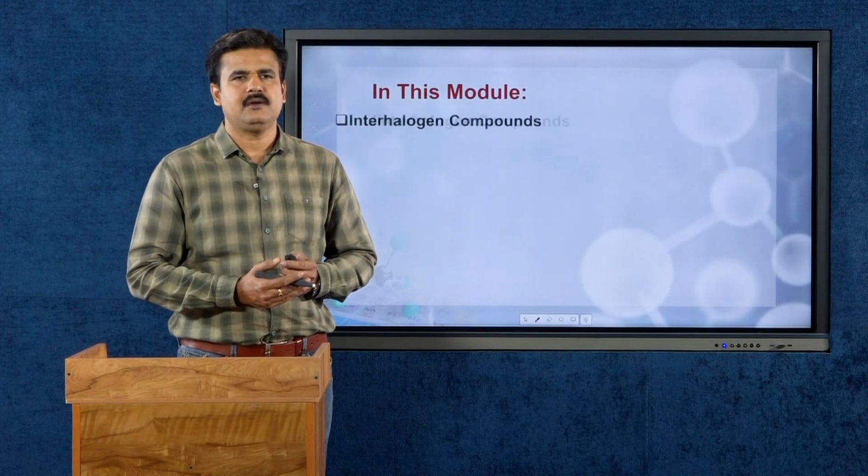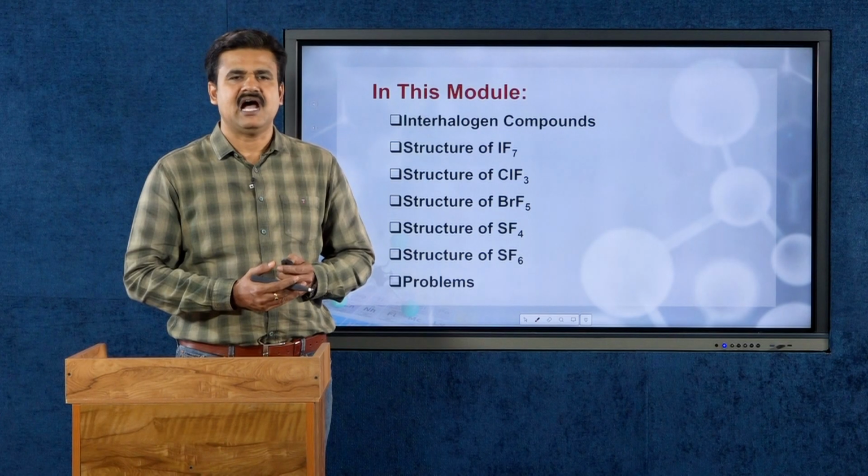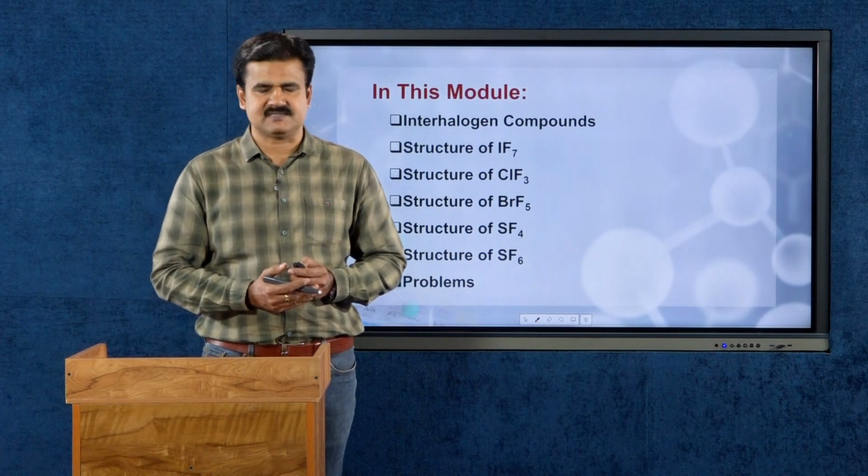In this module: interhalogen compounds, structure of IF7 iodine heptafluoride, structure of ClF3 chlorine trifluoride, structure of BrF5 bromine pentafluoride, structure of SF4 sulfur tetrafluoride, structure of SF6 sulfur hexafluoride, and problems based on these concepts.